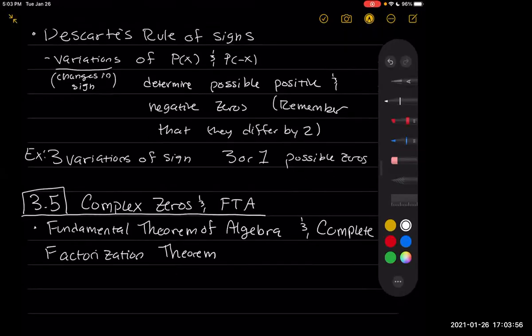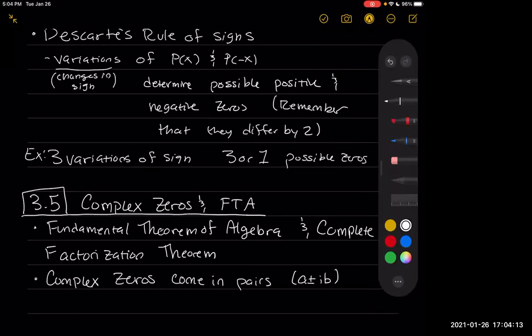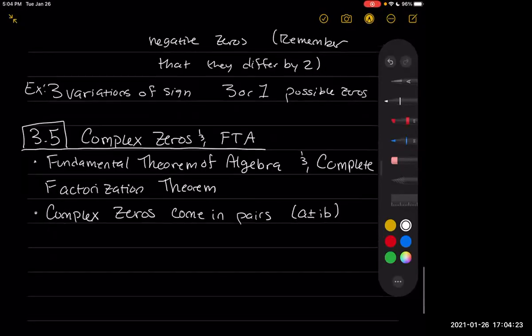All right. We also learned that complex zeros come in pairs. So if a plus bi is a zero, so is a minus bi. And that's only for when b is non-zero. If we have just a real number, it is its own complex conjugate, so we don't have to worry about the pairs. And we learned about zeros and their multiplicity.